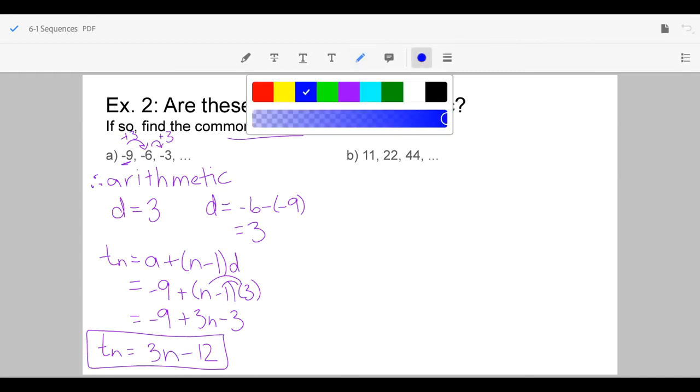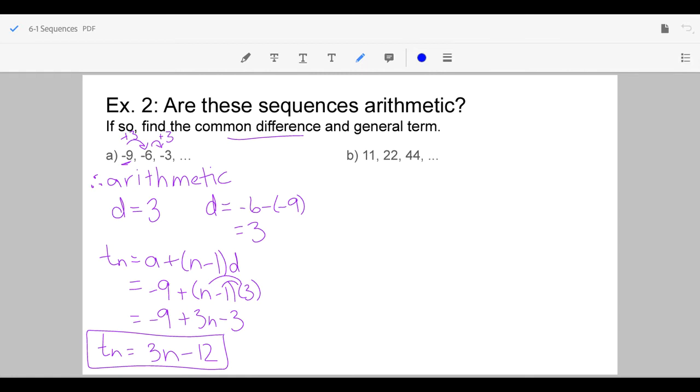Let's look at the second one. We have 11, 22, 44. We could go from 11 to 22 by adding 11. We could go from 22 to 44 by adding 22. There's not a common difference there, meaning it's not the same every time, which means it is not arithmetic. There's no common difference, not arithmetic. We can't do anything else with that, really.